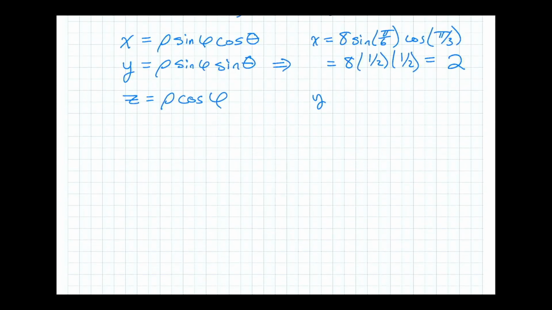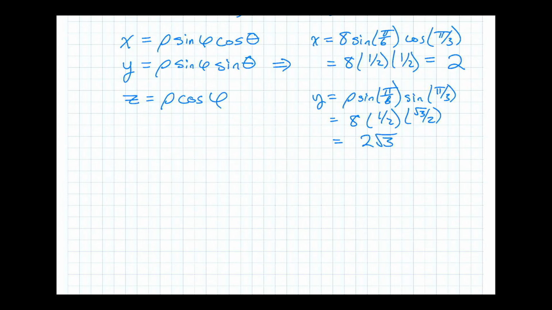Then you have y. Y is going to be rho sine phi again, then sine theta, which works out to 8 times a half. Theta was pi over 3, so then you need sine of pi over 3, which is square root 3 over 2. Again, you can use a calculator that can do these exactly. So you have 8 over 2 is 4, and then you still have the square root 3.